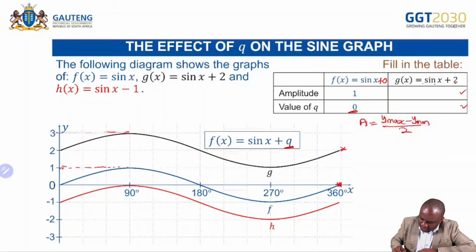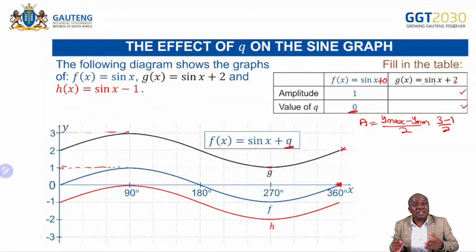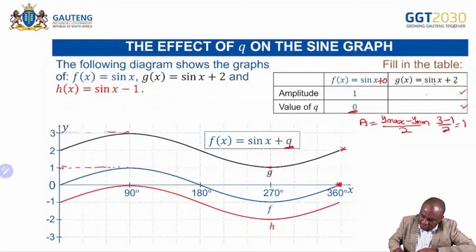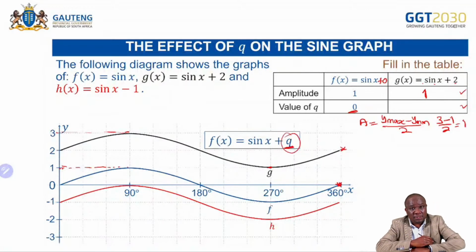So the maximum value there for g of x is 3 minus the minimum value, which is 1, divided by 2. And then 3 minus 1 is 2. 2 divided by 2 is 1. So the amplitude for g of x is 1. My question is, does parameter q affect the amplitude?